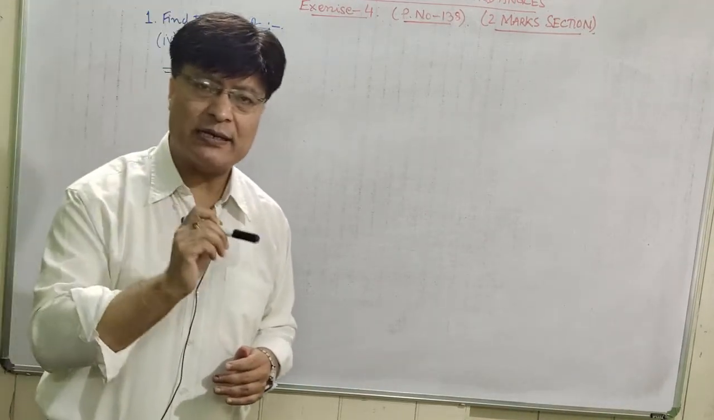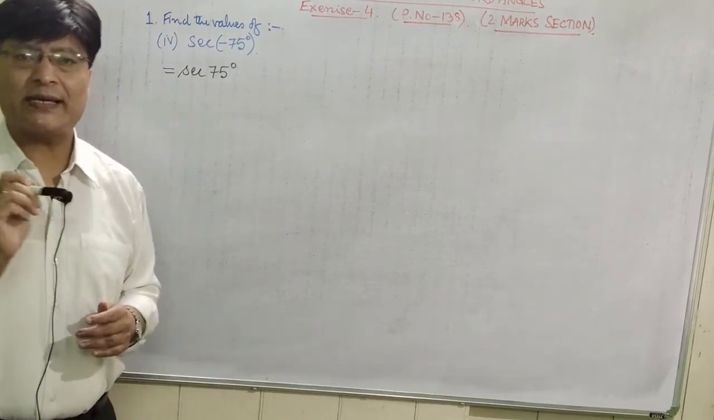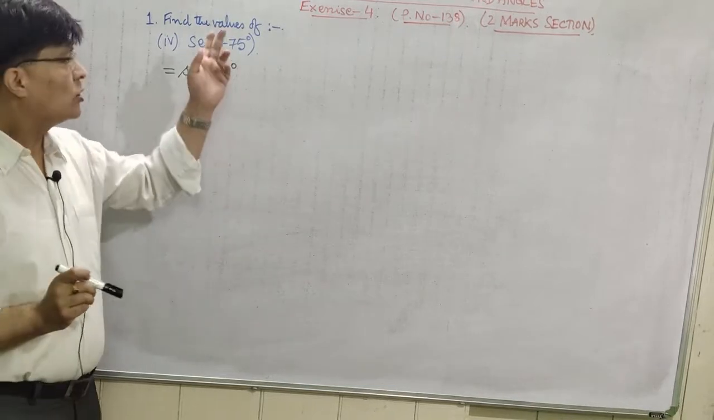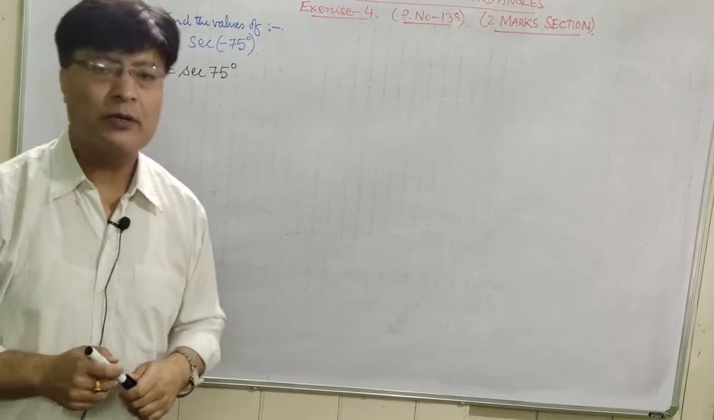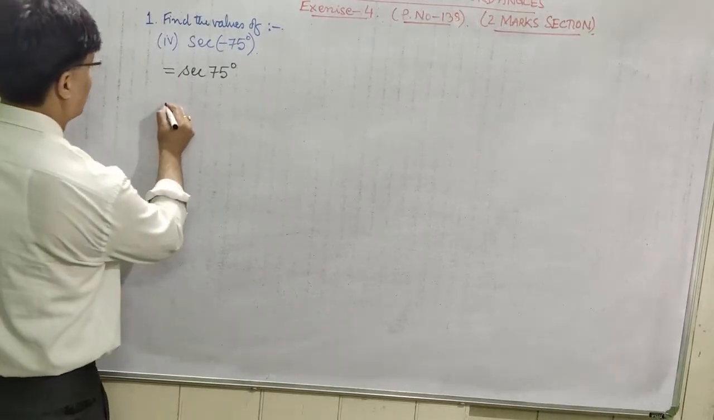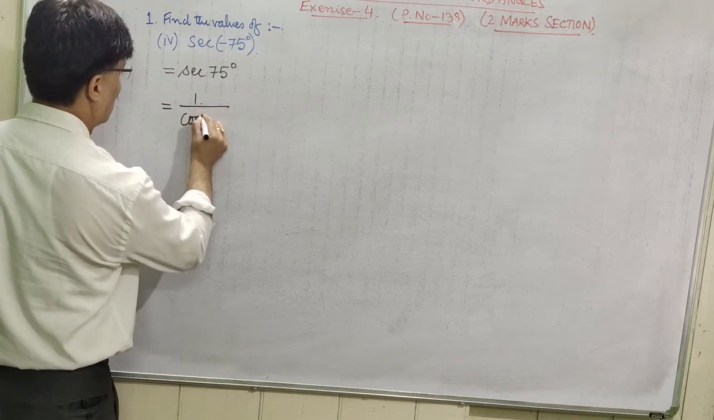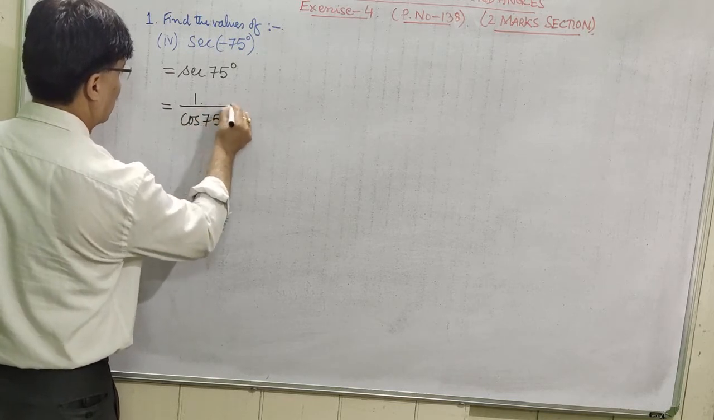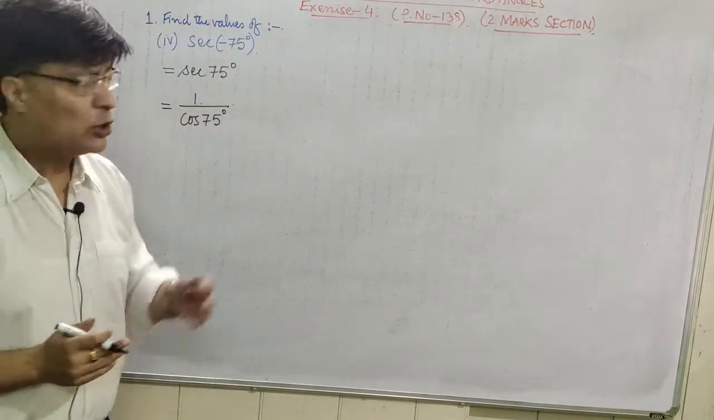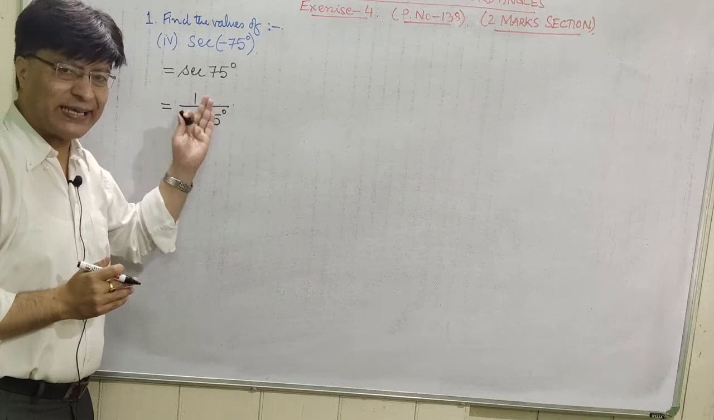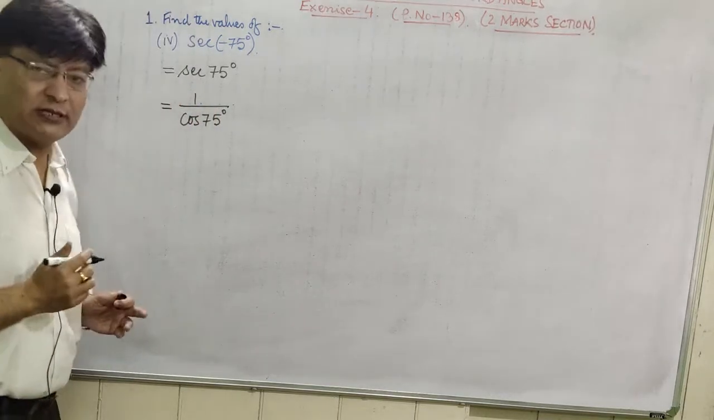So you know that minus theta always lies in the fourth quadrant, and in the fourth quadrant sec and cos are positive. So what is sec of minus theta? It is sec theta. Is that clear? So let us convert into cos. What is sec in terms of cos? It is 1 upon cos 75 degree, because we don't know the formula for sec of a plus b, isn't it? So let us convert into cos. That is, sec in terms of cos is 1 upon cos 75 degree.